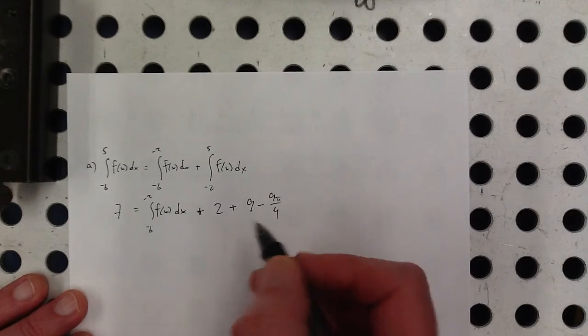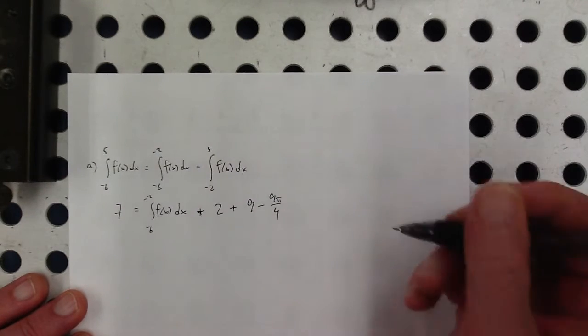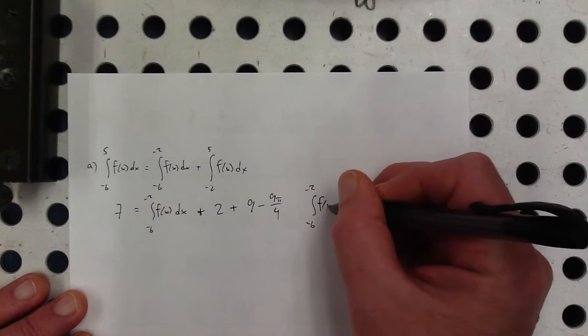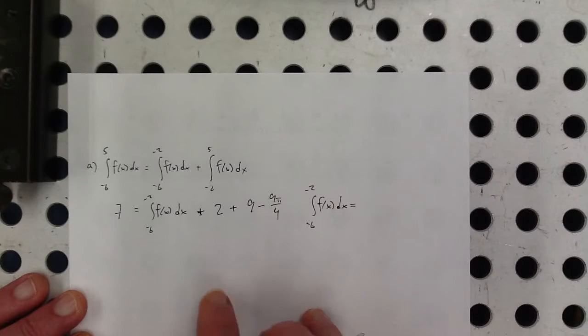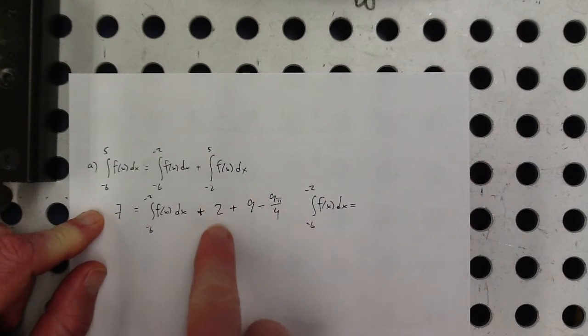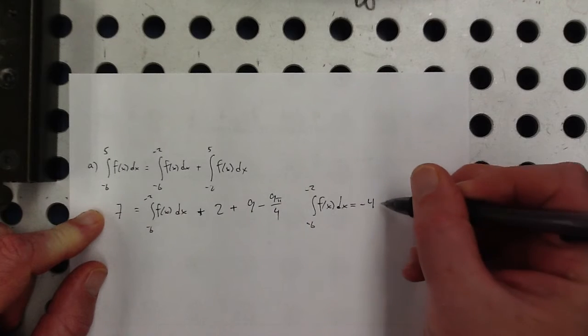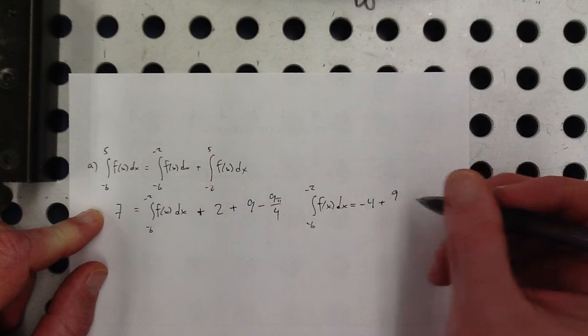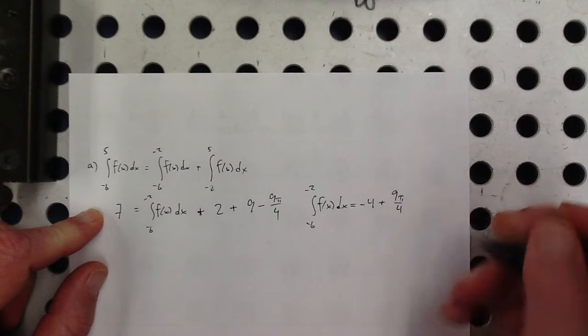Okay, so that means that the area that we're looking for, or the integral we're looking for, is equal to 7 minus 11 plus 9 pi over 4.